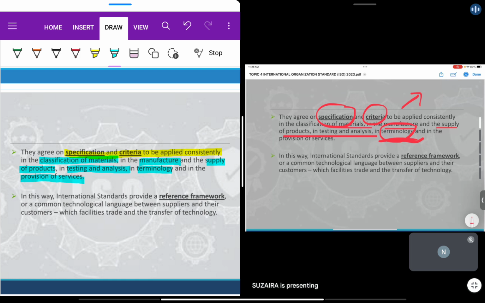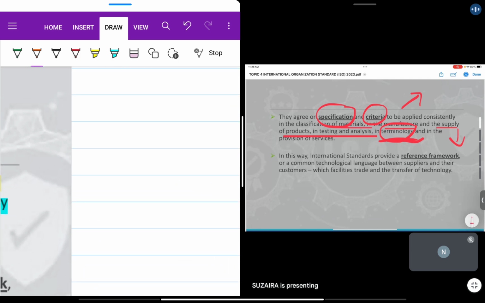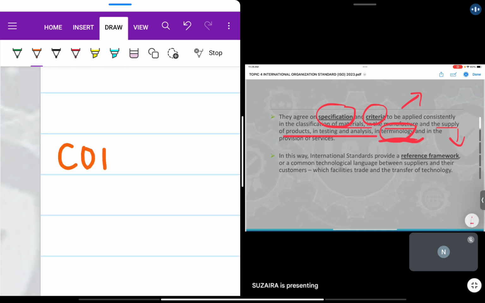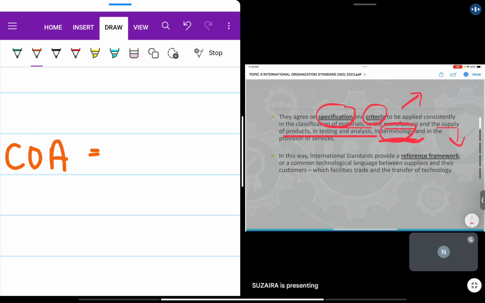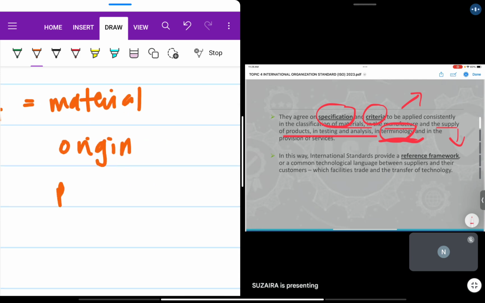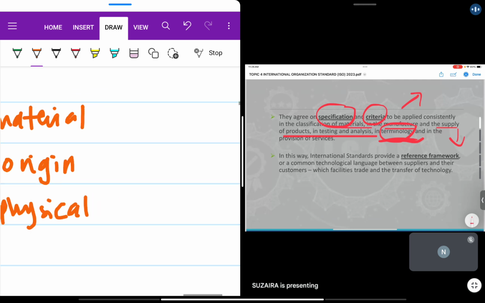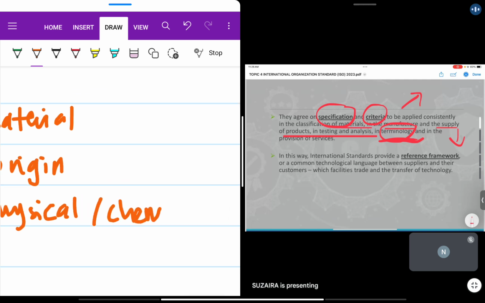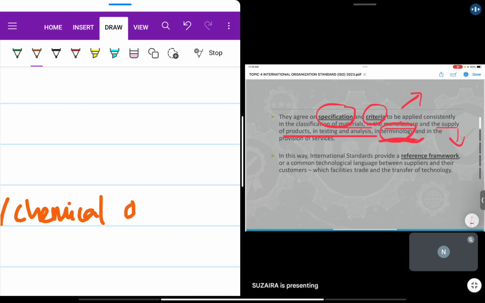And from here, whenever they agree about the material, for example, COA, what does COA mean? Certificate of Analysis. So what should be included inside the COA? We have all kinds of materials, the origin, the physical characteristics, chemical characteristics, any characteristic that actually defines the product. A standard one that can be used by a supplier and also by a manufacturer. So both parties will benefit from that COA. It can be as simple as that.